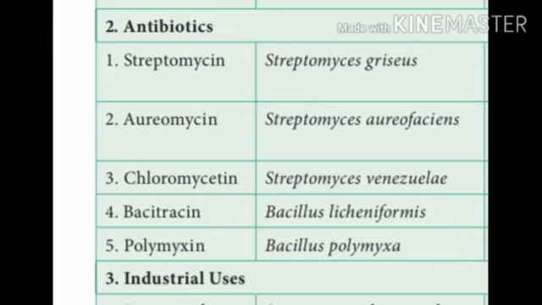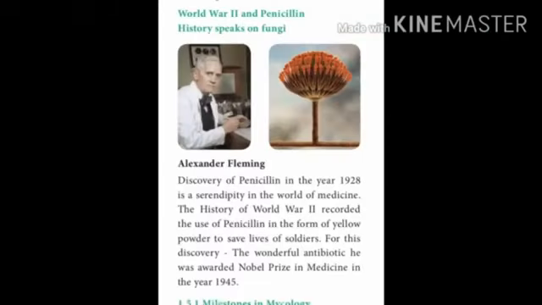Streptomycin is derived from Streptomyces griseus. Aeromycin is derived from Streptomyces aureofaciens. Chloromycetin is derived from Streptomyces venezuelae. Bacitracin is derived from Bacillus licheniformis. Polymyxin is derived from Bacillus polymyxa. So these are the various bacteria which show an opposite reaction to the activity of other organisms, causing damage to the living person. So these are the various antibiotics obtained from bacteria.